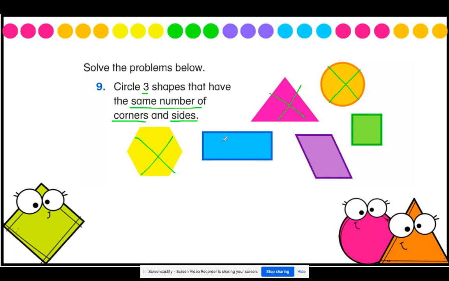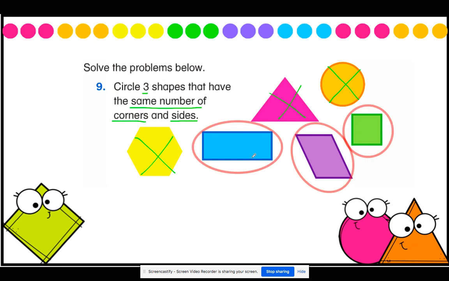Let's look at the blue rectangle. The blue rectangle has 4 sides and 4 corners. Let's keep that in mind. This purple slanted rectangle also has 4 corners and 4 sides. And last is my square, and a square has 4 corners and 4 sides. So do those 3 shapes all have the same number of corners and sides? Yes, they do, and that is my answer for this question.